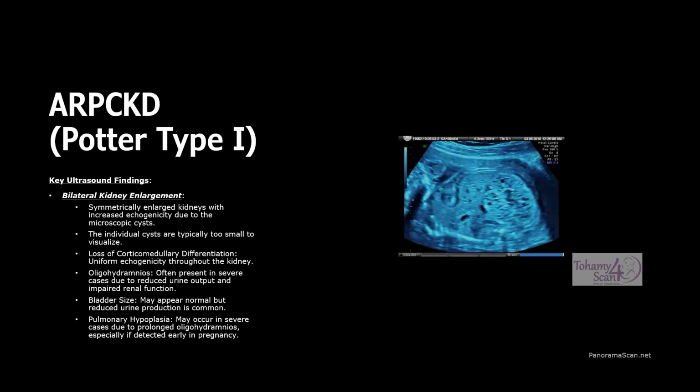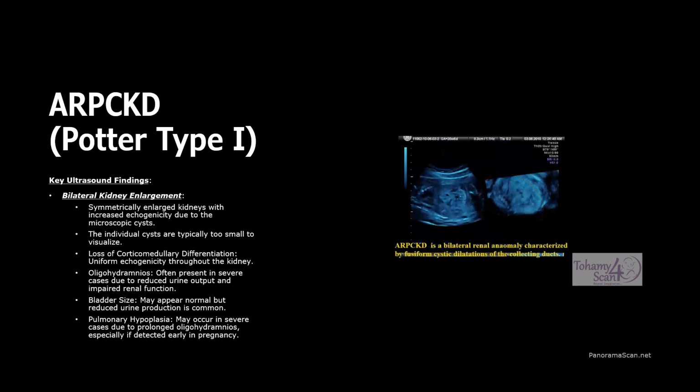Loss of the corticomedullary differentiation. This is a crucial sign in ARPKD. The kidneys will appear with uniform echogenicity throughout, meaning the distinction between the cortex and the medulla is lost. This is due to the cystic changes affecting both regions of the kidneys.